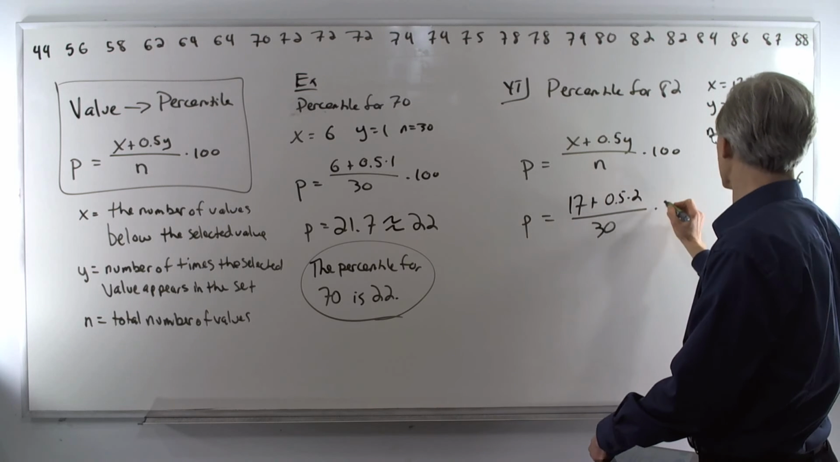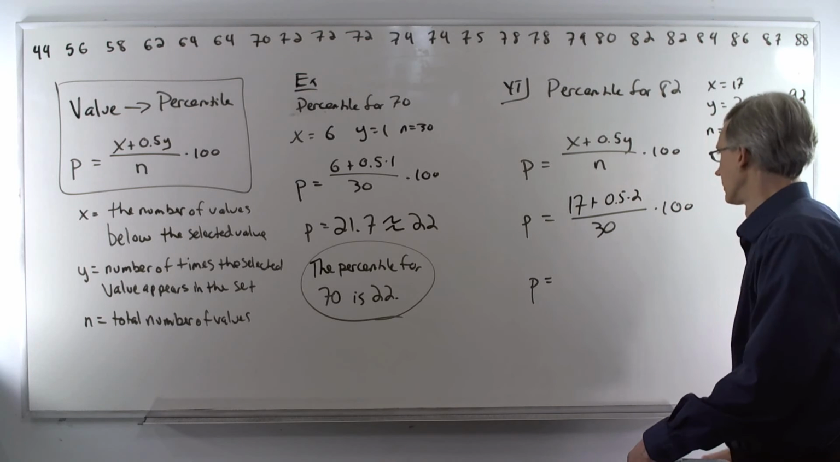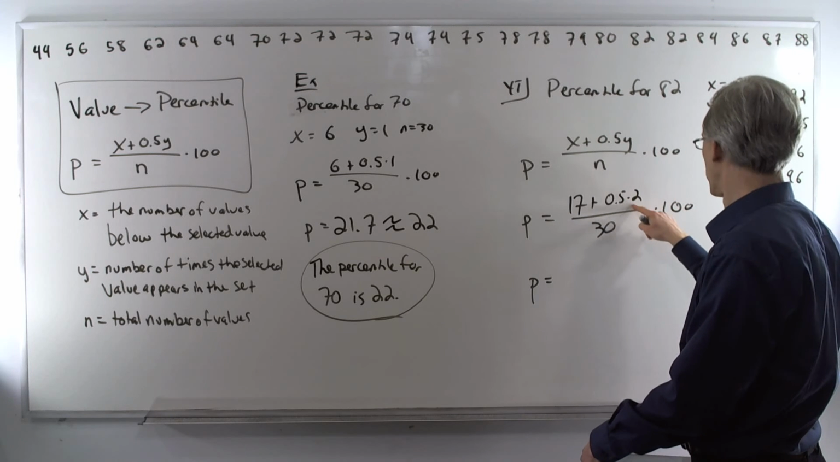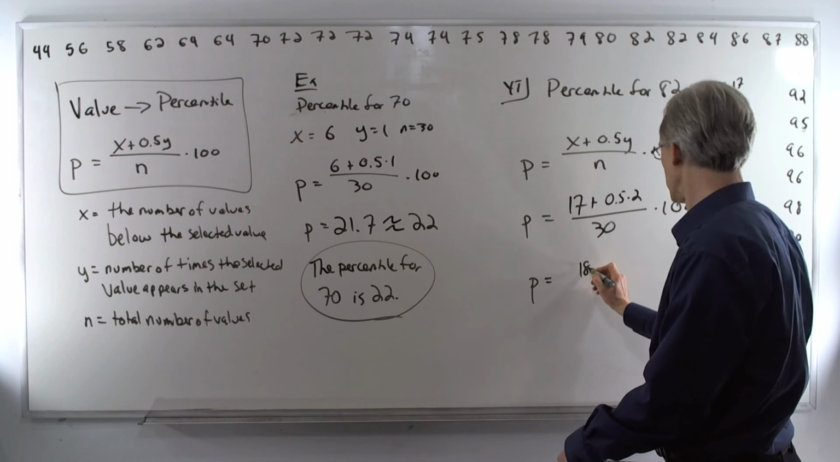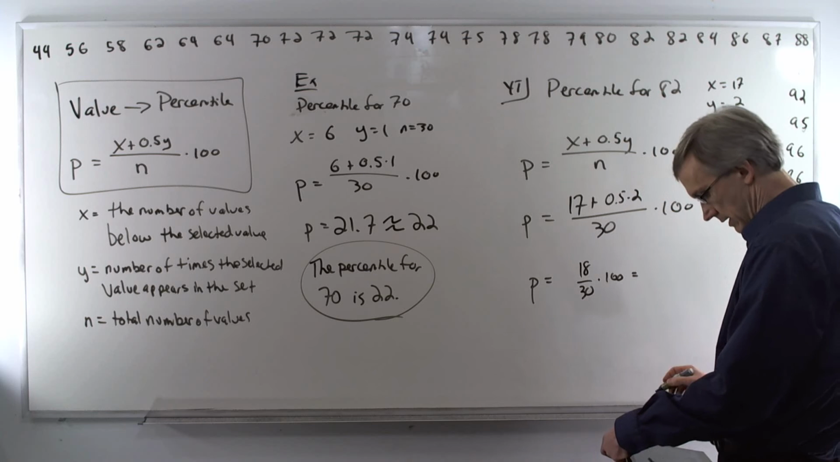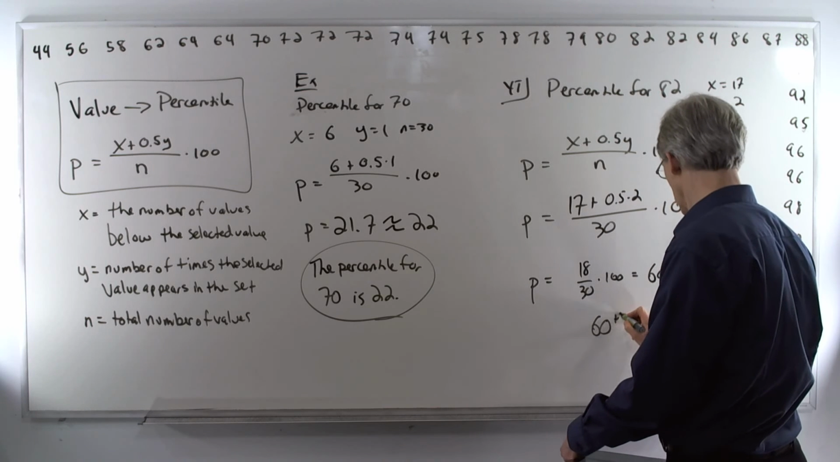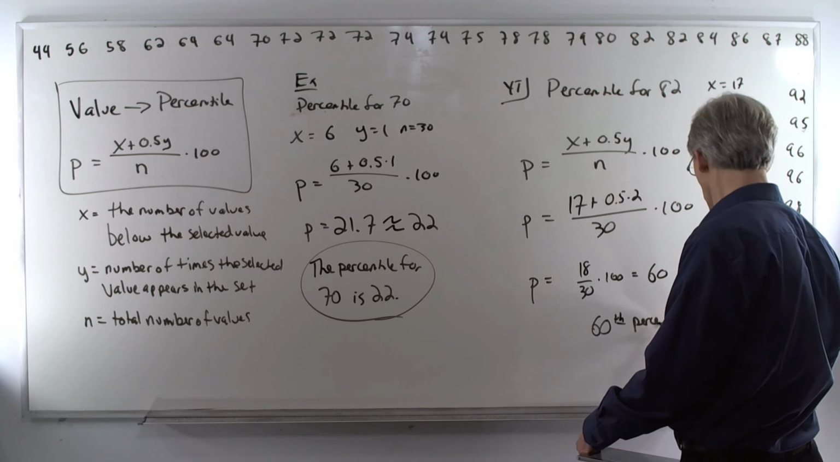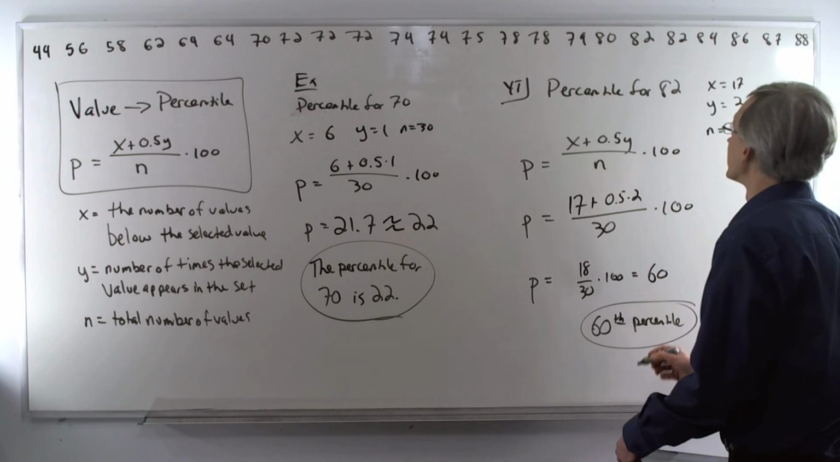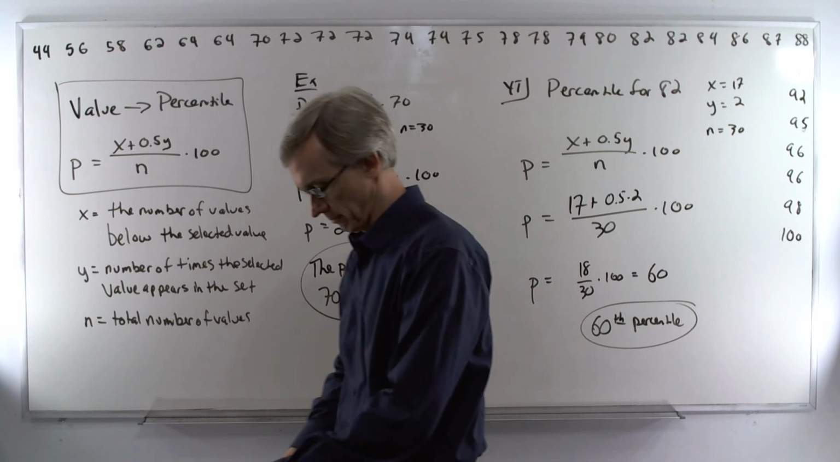And there's still 30 values. See, 17 plus 0.5 times 2, this is 1, so that's going to be 18 over 30 times 100. And that gives us 60. So that makes 82 the 60th percentile of this data set.